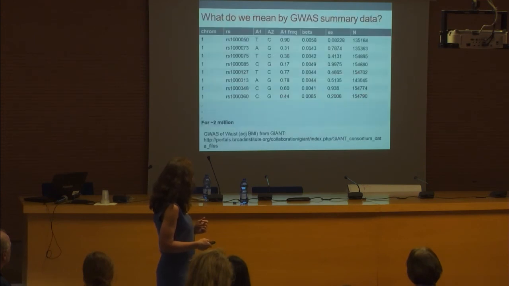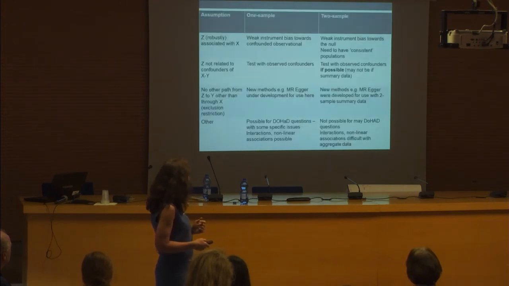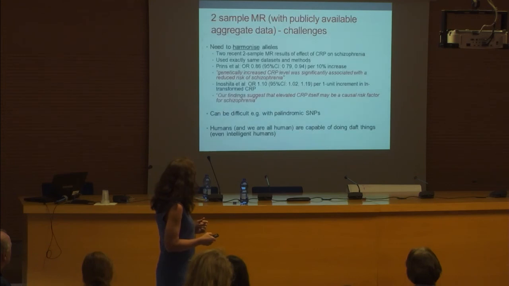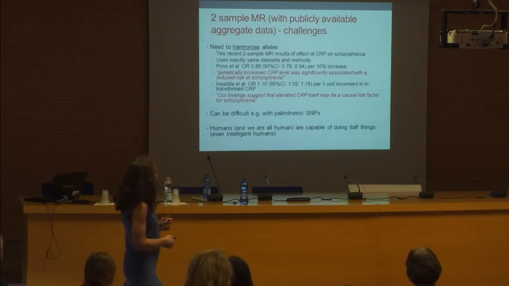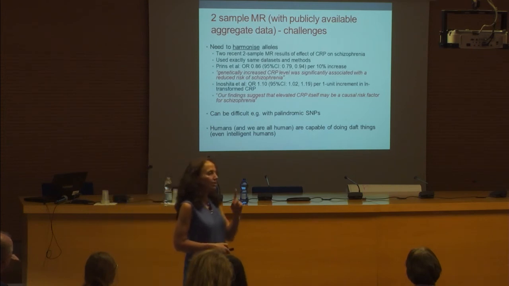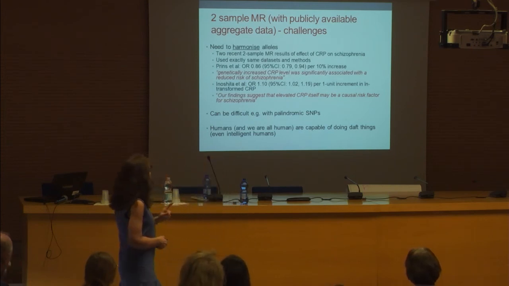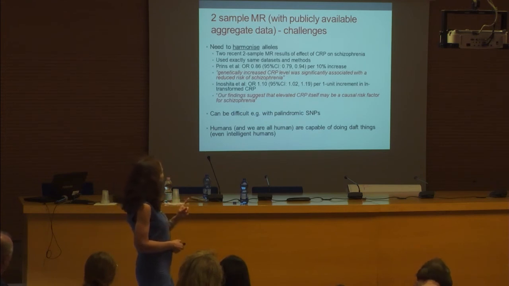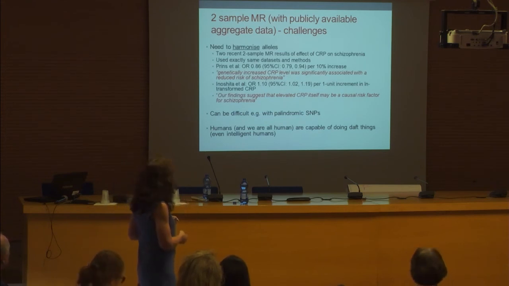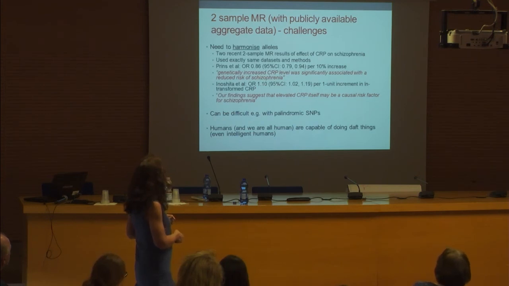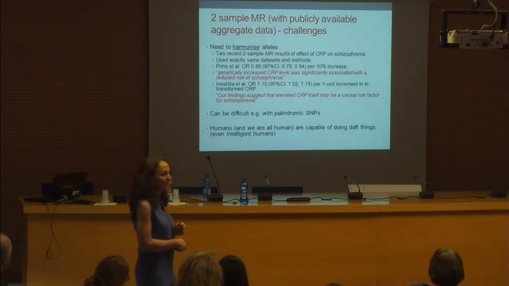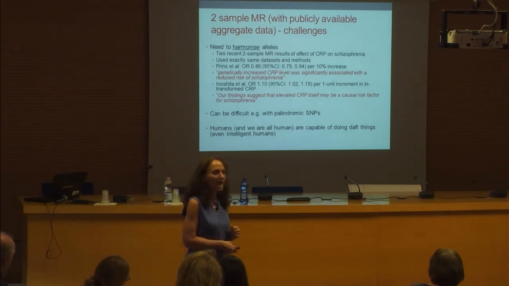I'm not going to go over any of this. I will make the data available, except this. I think this is important to see. These are two papers that have now been published for some time, using exactly the same data sets to ask exactly the same question: what's the causal effect of CRP on schizophrenia? And one tells you it's positive and causal, if you believe all the assumptions of Mendelian randomisation, and one tells you it's negative and causal.